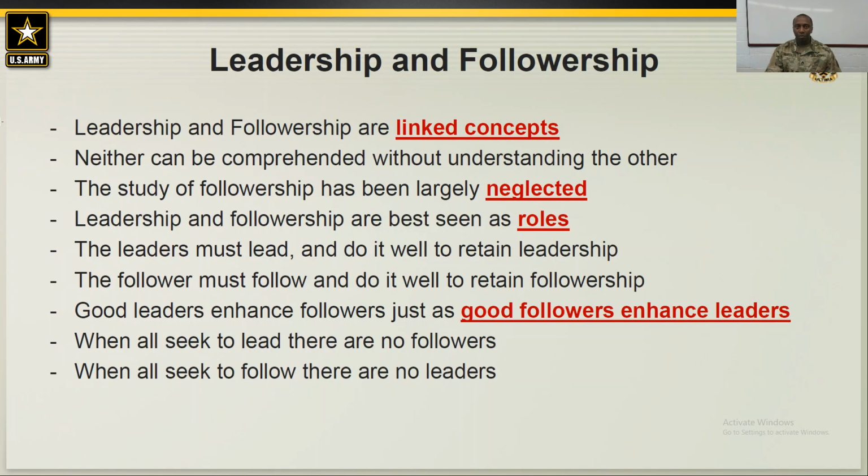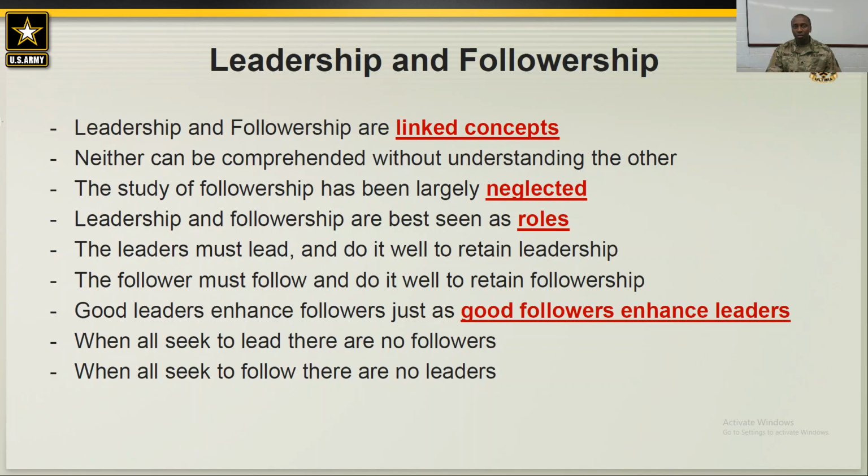So let's talk about the dynamics and the relationship between leadership and followership. Leadership and followership are linked concepts. Neither can be comprehended without understanding the other. The study of followership has largely been neglected because everybody wants to know how to be the best leader, but you have to also be a follower.